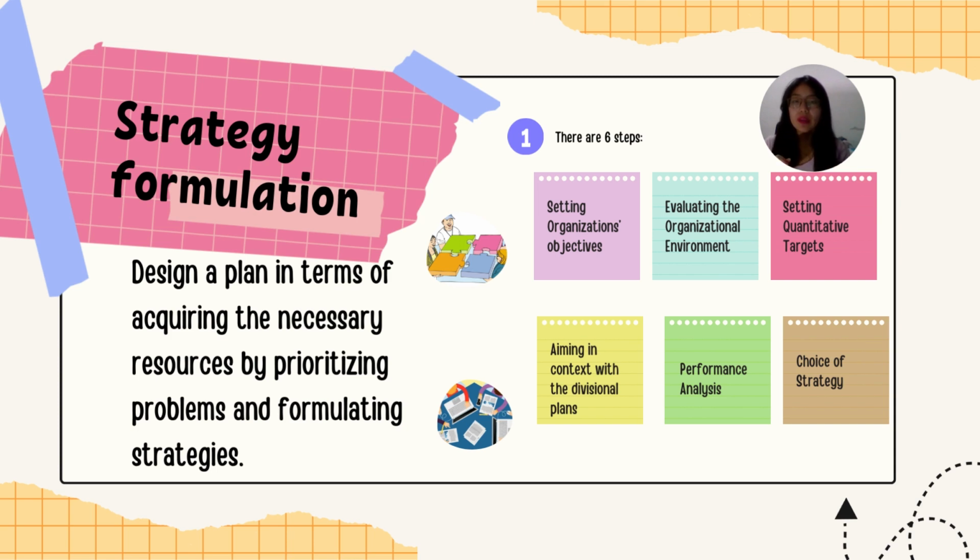Three, setting quantitative targets. Quantitative values that affect planning are established. Four, aiming in context with the divisional plans. Identify which resources contribute to strategy planning. Five, performance analysis. Discover and analyze expected or desired performance. And the last one, choice of strategy. Establish the appropriate planning to provide an adequate outcome.